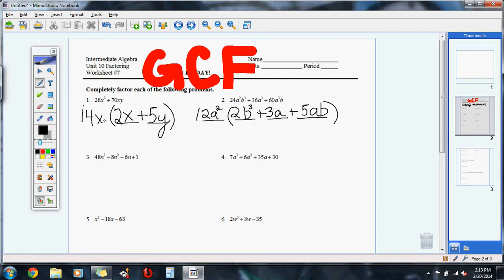Okay, now moving on to number 3. Hopefully by now you're seeing that there's 4 terms, and these are those grouping ones. I cannot take a GCF out, even though I'd like to try, of the entire problem. I can take a GCF out of just the first 2 terms. So that GCF is actually 8, and then I can take n squared out. 8 goes into both those numbers.